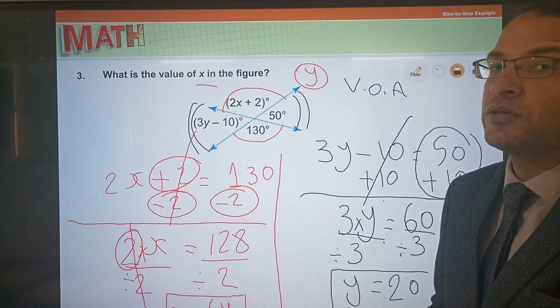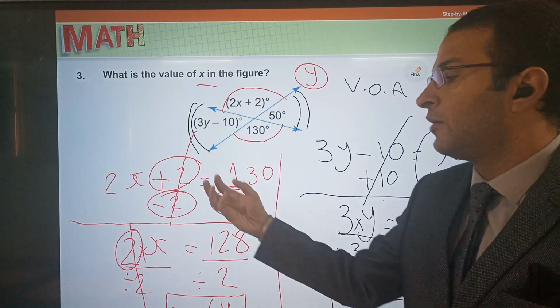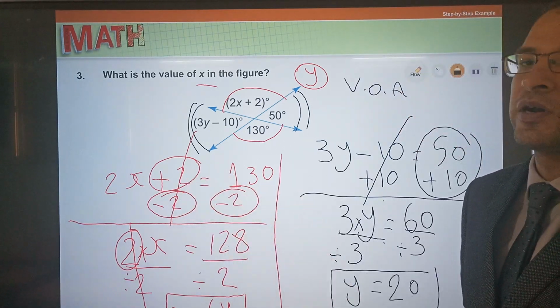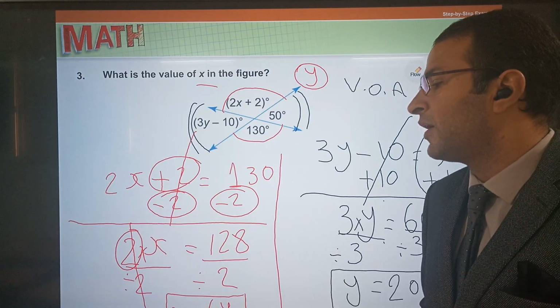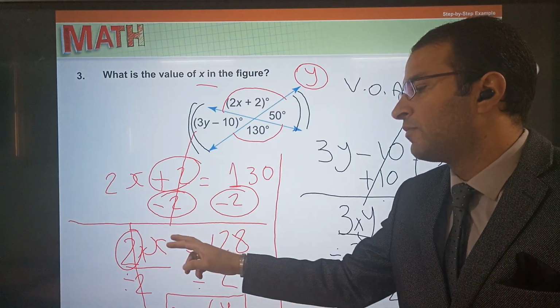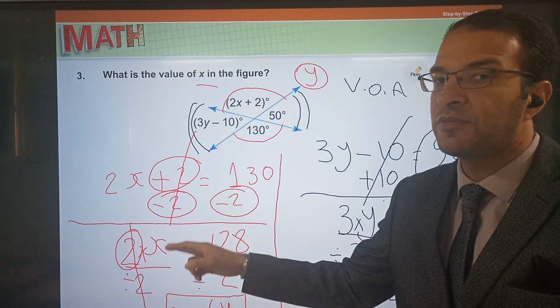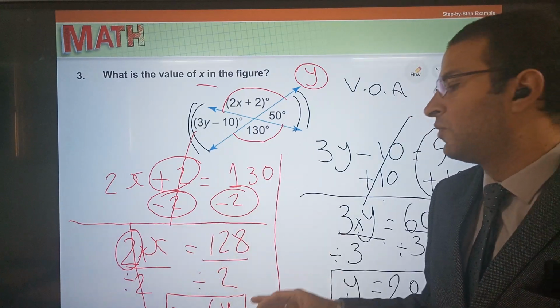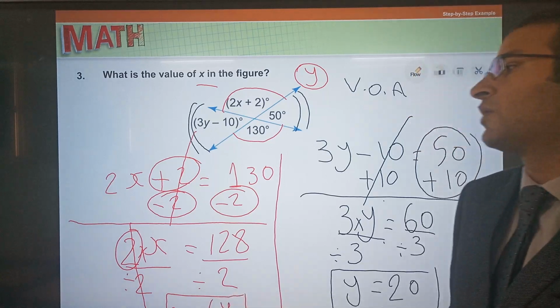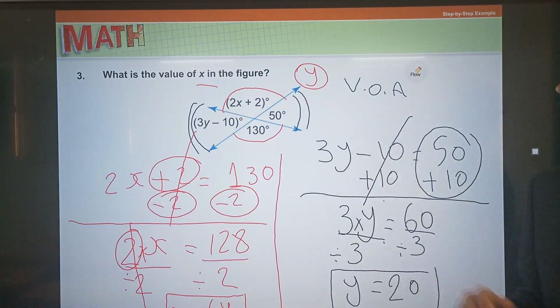I have an equation. What will we do again? Minus 2 from the left, minus 2 from the right. Minus 2 from both sides. And after that, I will divide, because I have 2x. 2x means 2 times this. We will divide here and here by 2. So x will be equal to what? Equal to 64.